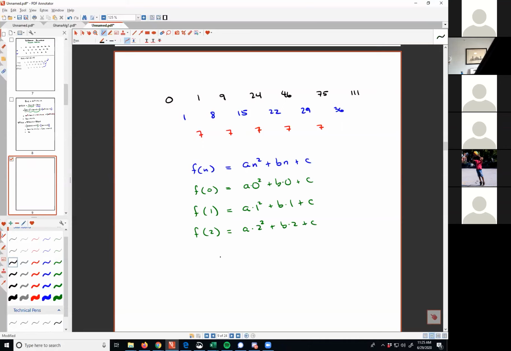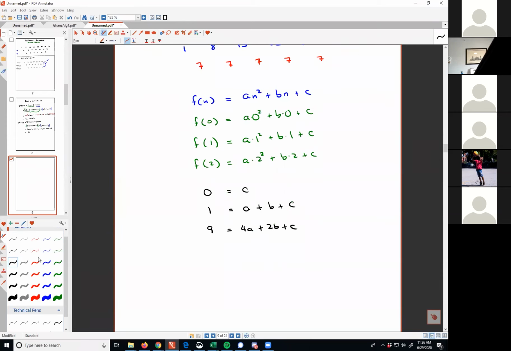Let's see what these equations look like. The first one just turns into 0 equals c. The second one turns into 1 equals a plus b plus c. And the third one, f of 2, is 9. So that's 4a plus 2b plus c. And now we have a relatively simple system of equations to solve. Let's see. We subtract these two, we get a plus b equals 1. If we subtract these two, we get 2a plus b equals 8. And then we subtract those two and we get a equals 7.